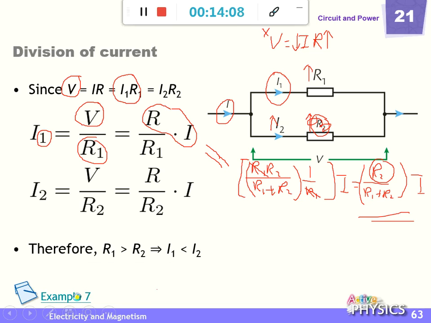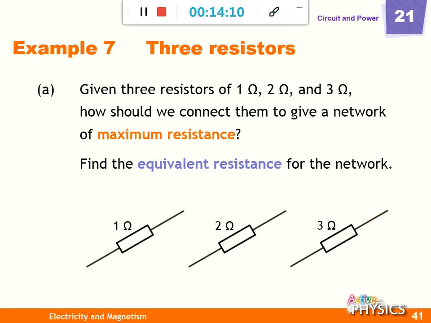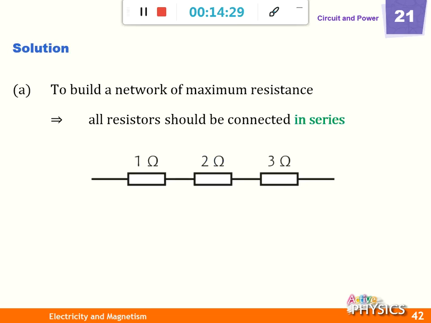Example 7. Here we have 3 different resistors: 1 ohm, 2 ohm, and 3 ohm. We want to find out the maximum resistance, and also the equivalent resistance of them. How to get the maximum resistance? Very easy. You just need to connect them in series. 1, 2, 3. Add them together. The answer should be 6.